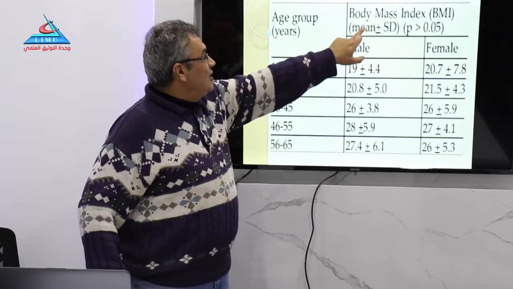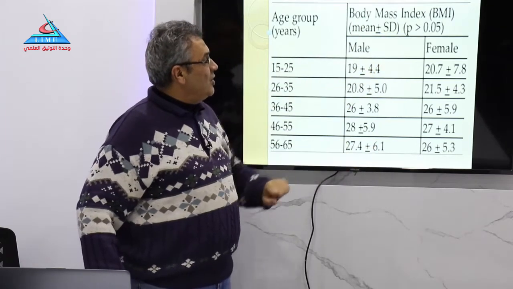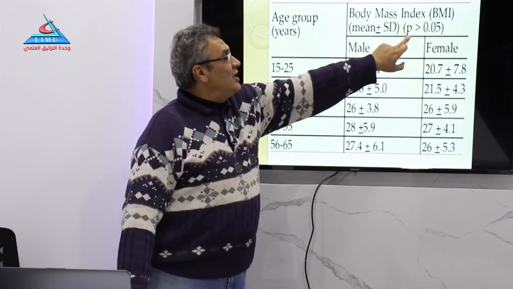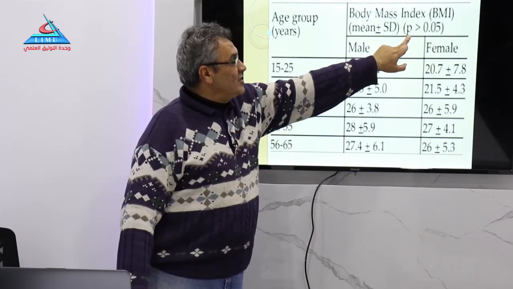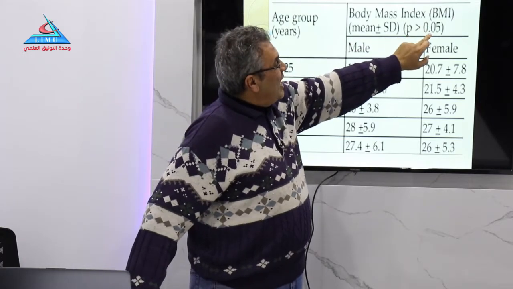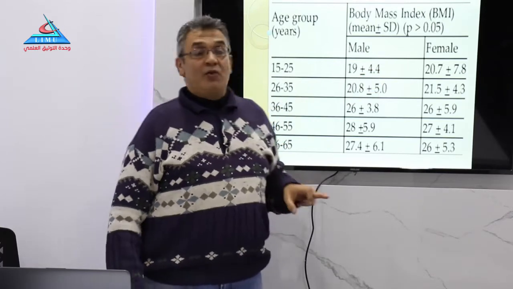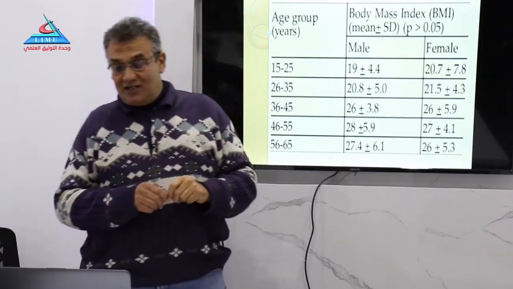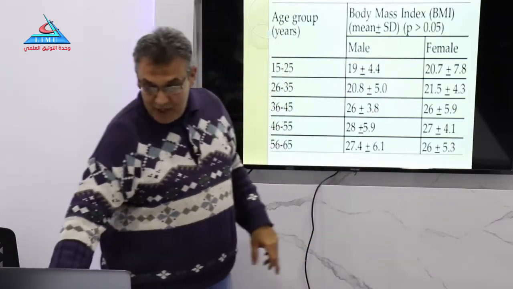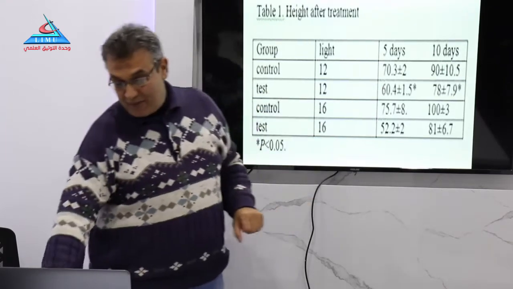This is, for example, another form of presentation, body mass index, and here is an explanation of the values. This is the mean of the values, and this is the standard deviation, how it appears in male and female. And here is the p-value, so the value is considered significant if the p-value is less than 0.05. In this table, however, no significance has appeared because we couldn't see any significance mark compared to the previous table, for example.